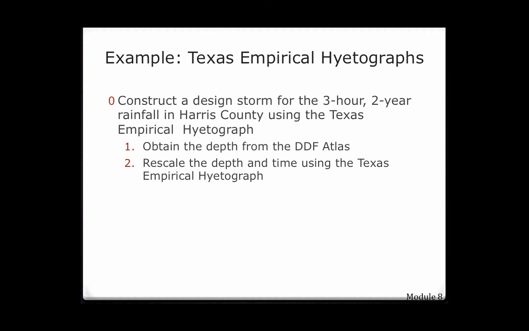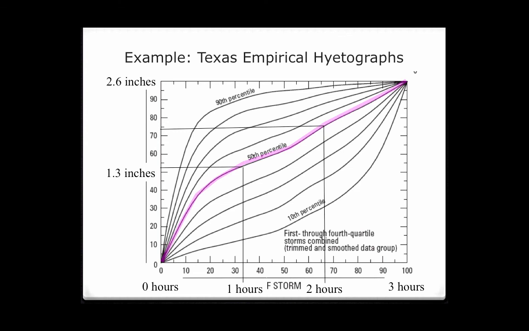So let's do a quick example, or I'll do a quick example. You just pretend to pay attention and care. Construct a design storm for a 3-hour, 2-year rainfall in Harris County using the empirical hyetograph. So we could get the depth from the DDF Atlas and then rescale depth and time using the empirical hyetograph. We'll do it graphically first, and then I'll show you the tools that alleviate you from having to draw pictures and photocopy stuff.